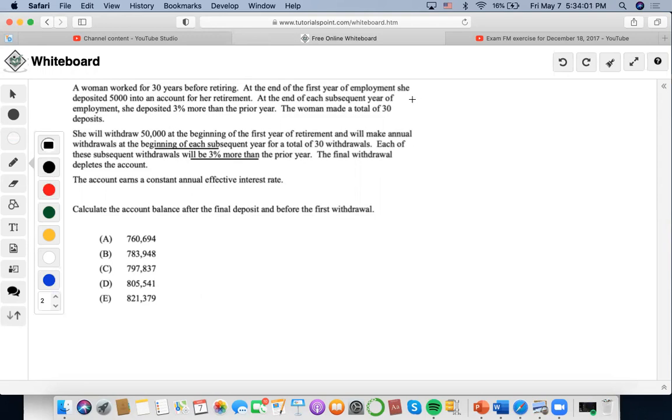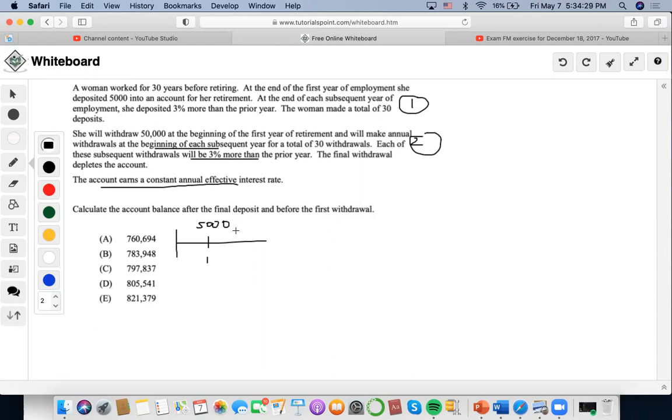Okay, well, we've got to notice that this problem consists of two different parts, right? So for the first part, it says a woman worked for 30 years before retiring, and at the end of the first year of employment, she deposited 5,000 into an account for her retirement. So this would be the first 5,000, right? And we are depositing at times 1 and 2. We notice that the account earns a constant annual effective interest rate, right?